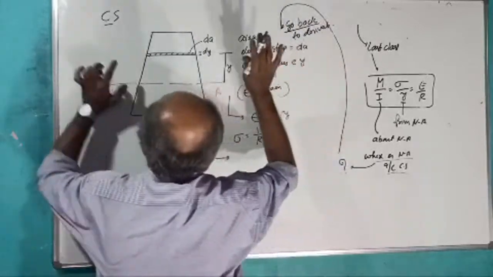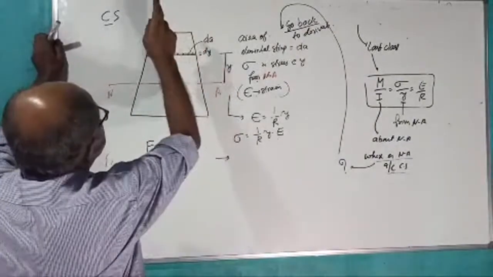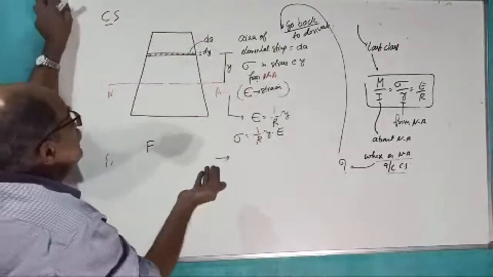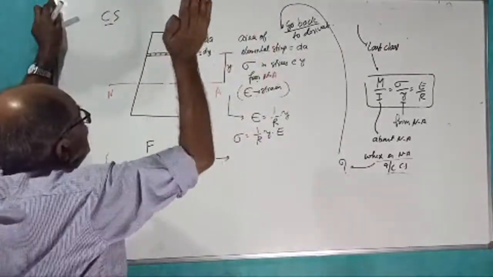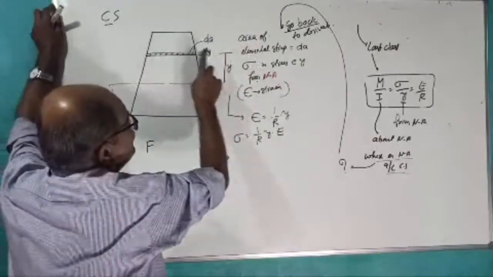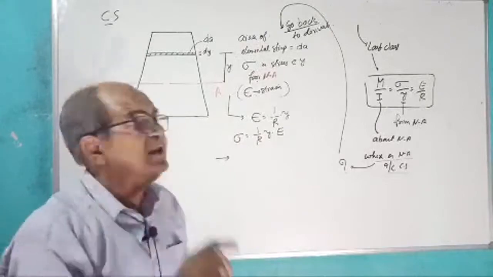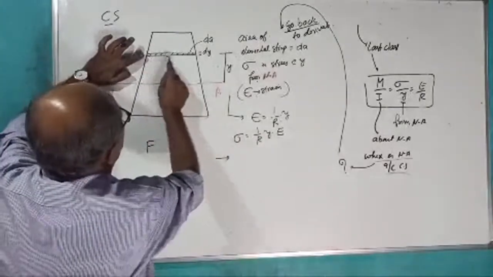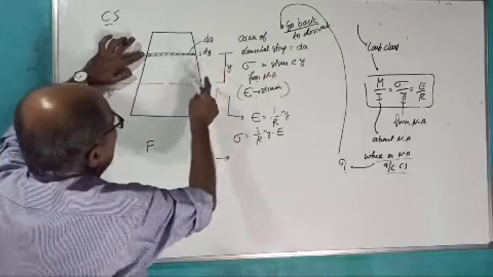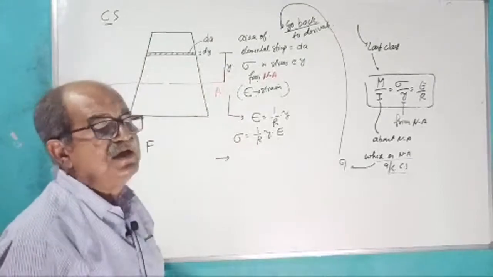One minute, start. Don't write again and again. Consider the cross section. This is bending moment M. If it is sagging BM, upper side is compression, lower side is tension. We did all this in the basic theory. Once again I will repeat. Consider an elemental strip of area dA, thickness dy, at y from the neutral axis. I am not saying centroidal axis, but neutral axis.